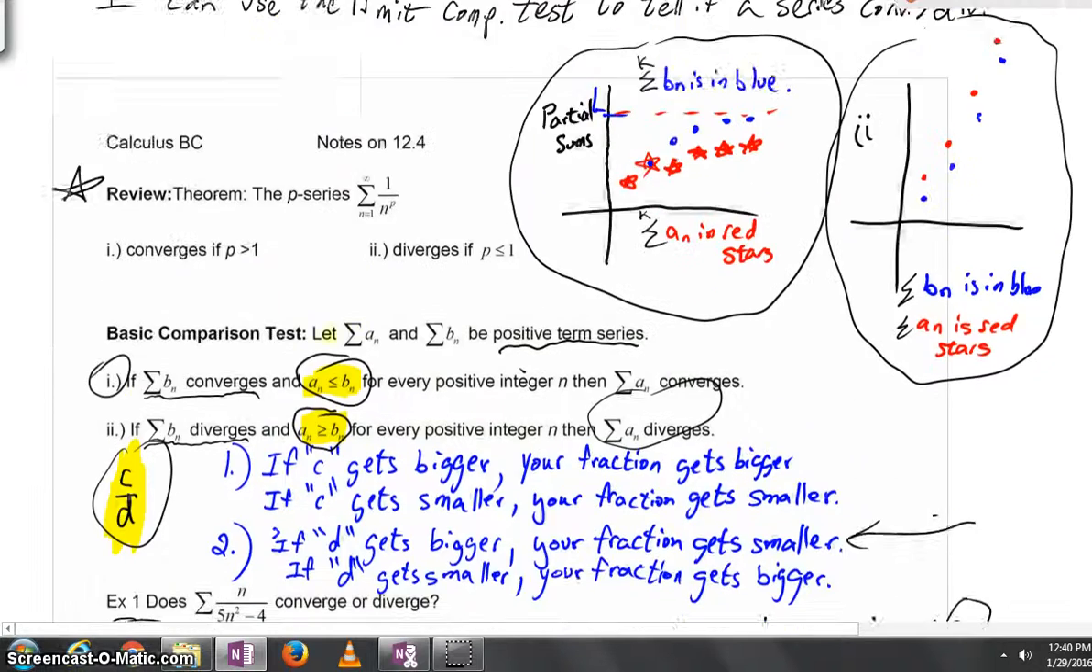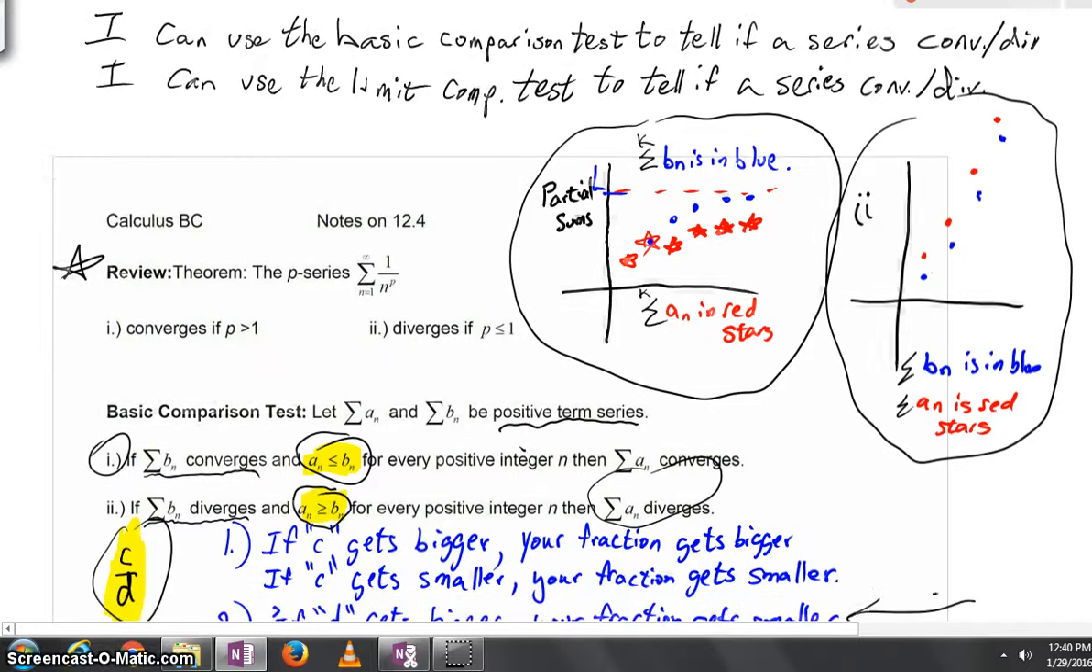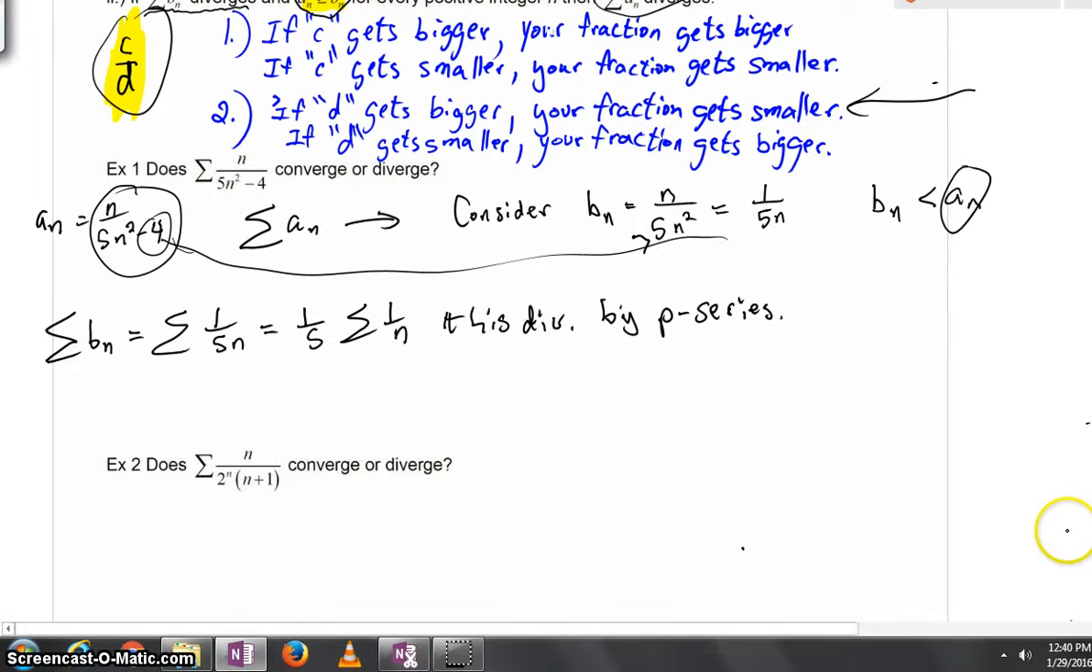Let's take a look at this picture again. It's the second case. B sub n is in blue. That's that harmonic series. It's launching off towards infinity. A sub n, term by term by term, is larger. A sub n has to be even larger than b sub n as you sum them up forever. So what you can do is say, by the basic comparison test, the original series diverges also.